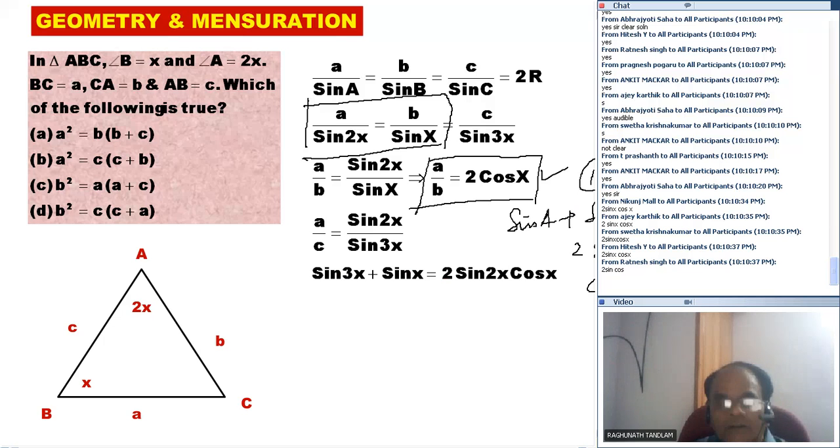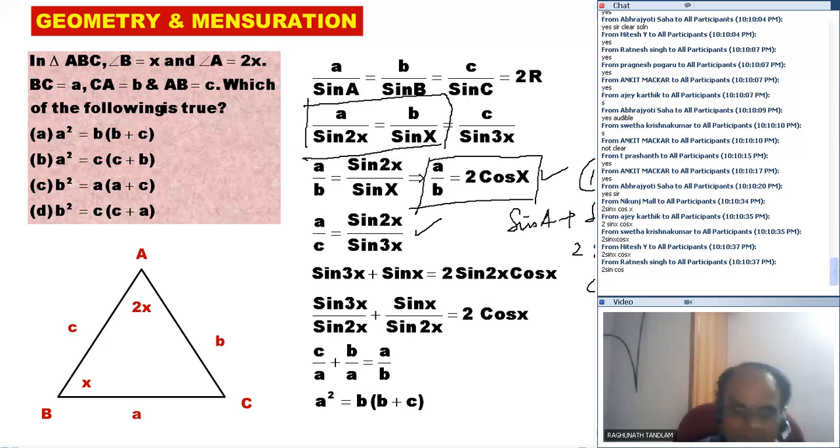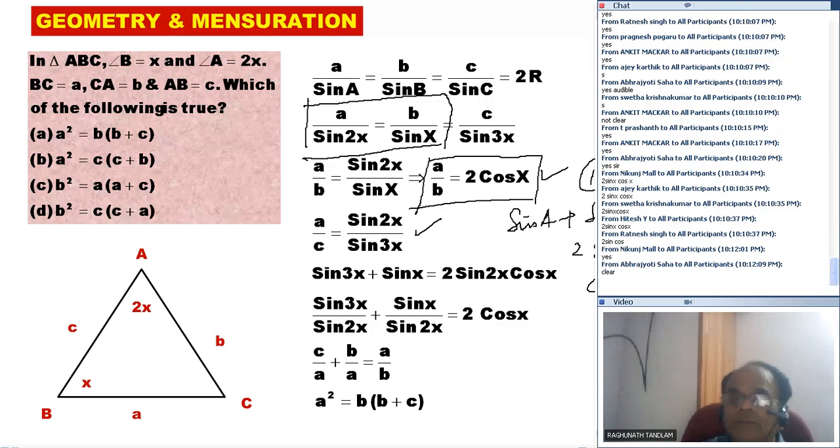Now divide by sine 2x to get sine 3x by sine 2x plus sine x by sine 2x equals 2 cos x. What is sine 3x by sine 2x? c by a. What is sine x by sine 2x? b by a. 2 cos x is a by b. Substituting, rearranging, you get a square equals b into b plus c. All of us are clear with the solution now? Ankit, are you clear with the solution now?